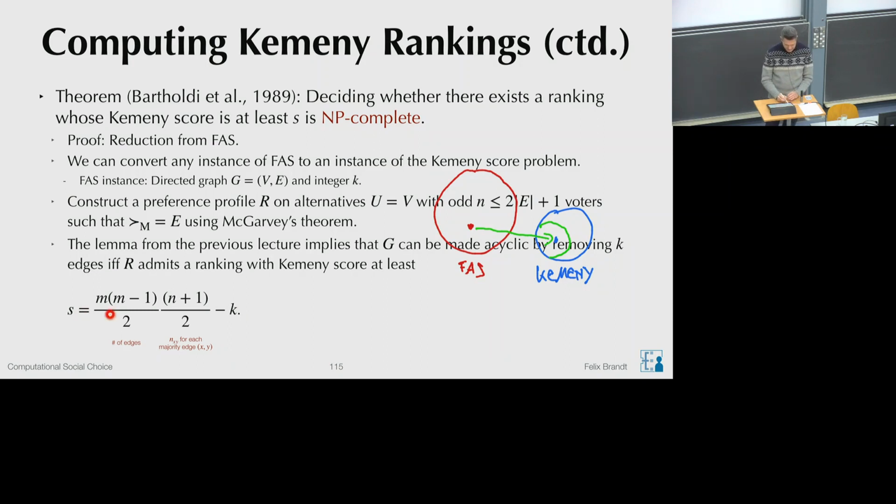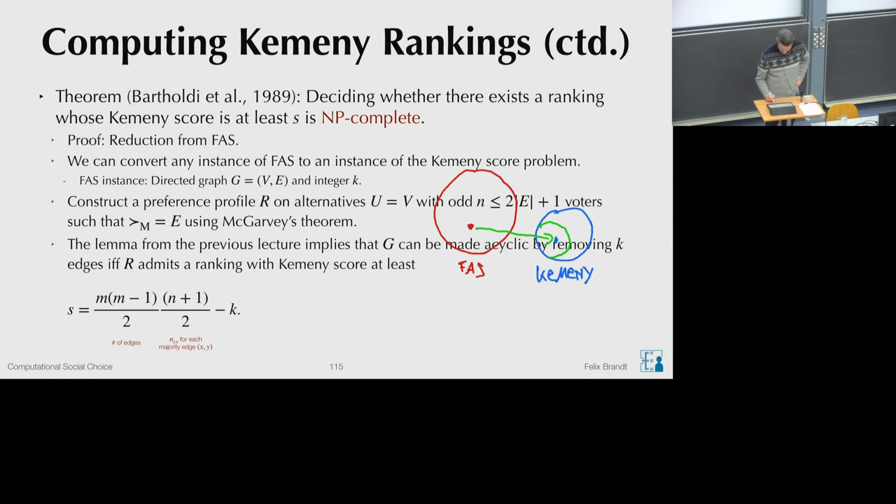Okay, so this is a bit of the tedious part, but perhaps the more interesting part is the one using McGarvey's theorem, where we can take a directed graph and translate this into a preference profile. Okay, and once we have done this, we have done exactly what I sketched here. So let's first look at the sketch. We take an instance of feedback arc set, translate it to an instance of the Kemeny score problem, and this is exactly a polynomial time reduction, because everything that we are doing here can be done in polynomial time.